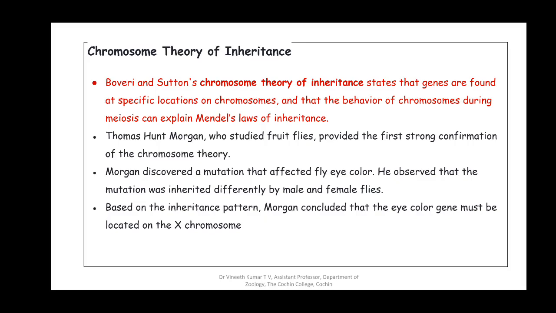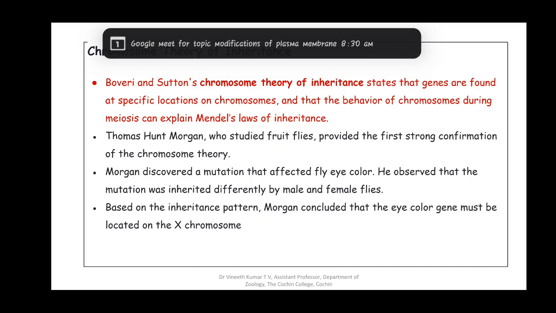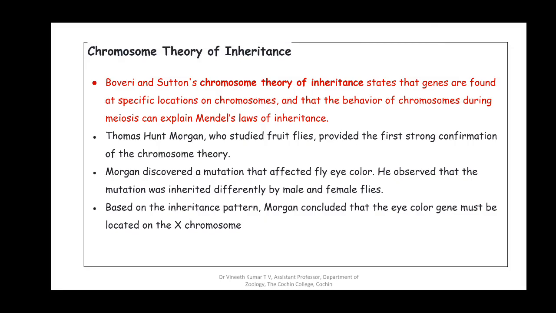Further confirmation came from the studies of Morgan, who studied fruit flies and the inheritance of eye color. He said that eye color inheritance is different in males and females because males and females have different sex chromosomes. Females have XX and males have XY. As a result, the inheritance pattern of a mutant eye color will be different in males and females. So this is all about the chromosome theory of inheritance.